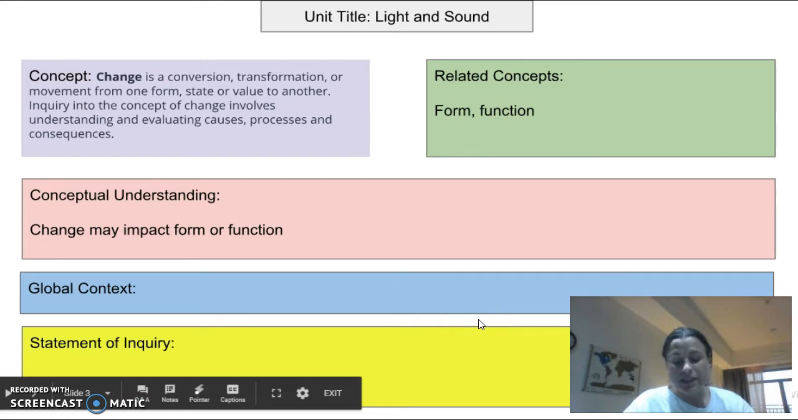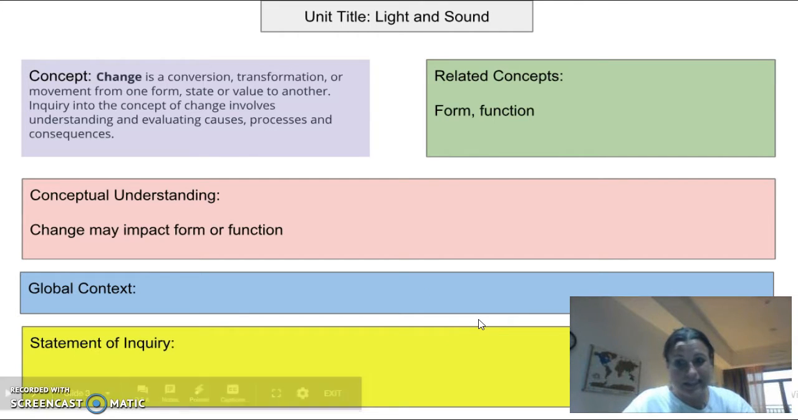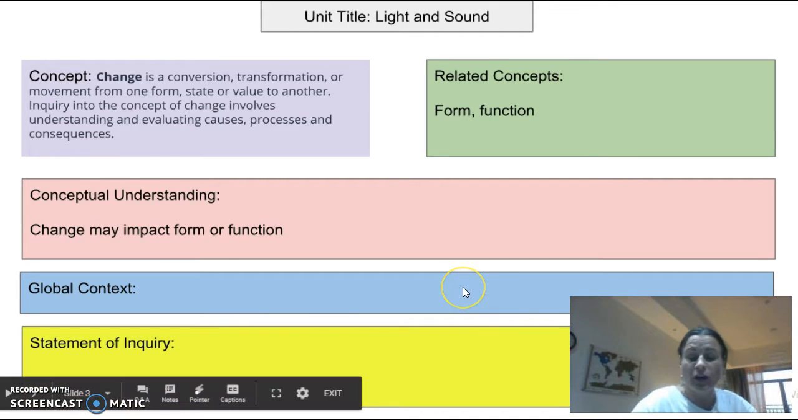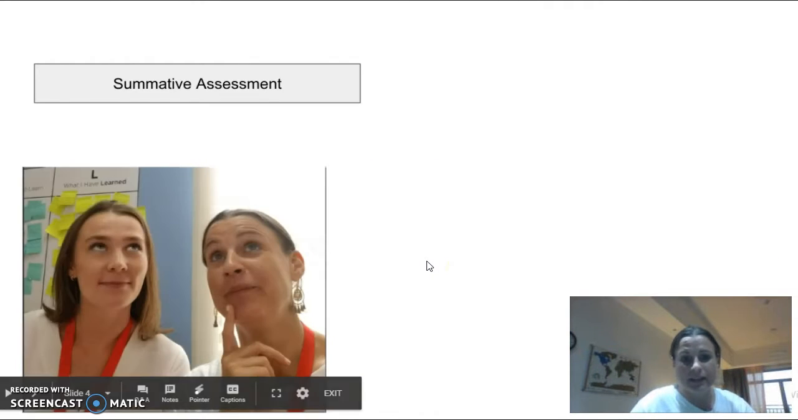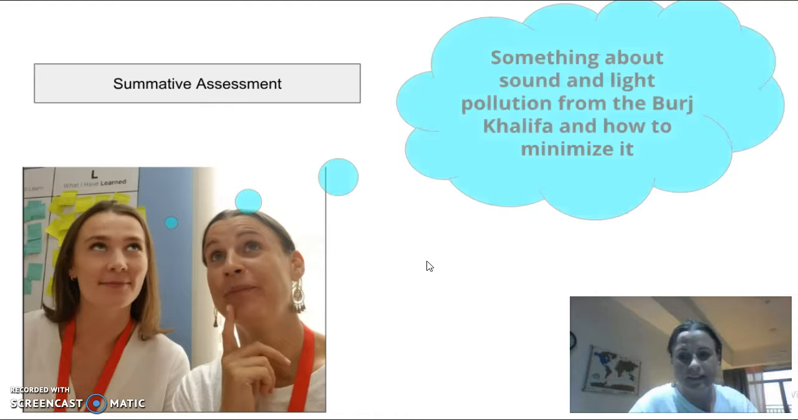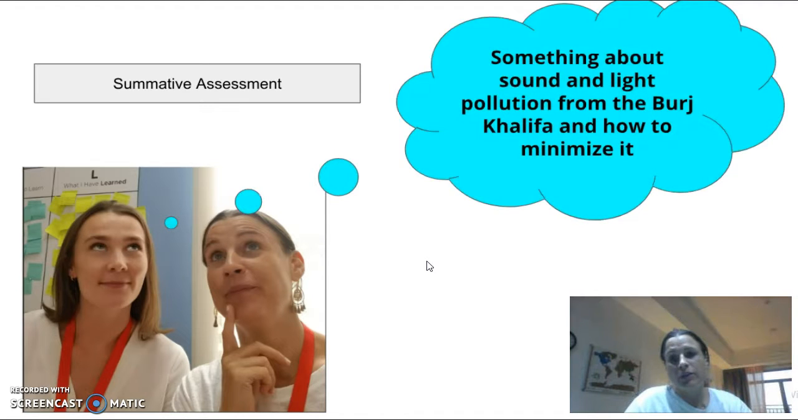So what we were advised to do is look at the assessment. So how are we going to assess this unit? And then work backwards to pick the global context that's relevant to the assessment. So we had a think. There we are today, thinking. And we thought a criterion assessment could be something about sound and light pollution from the Burj Khalifa, from all the light shows and the fountains and everything, and how people could minimize it.